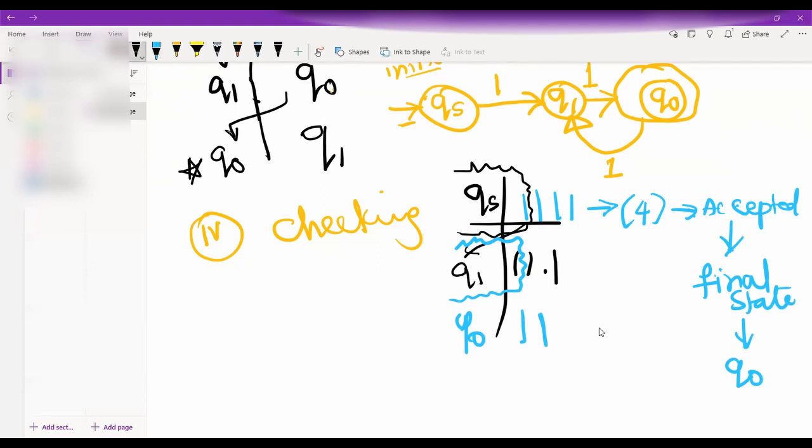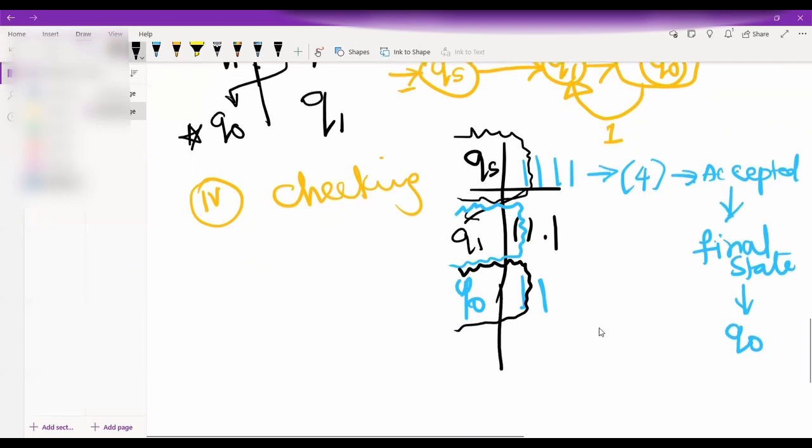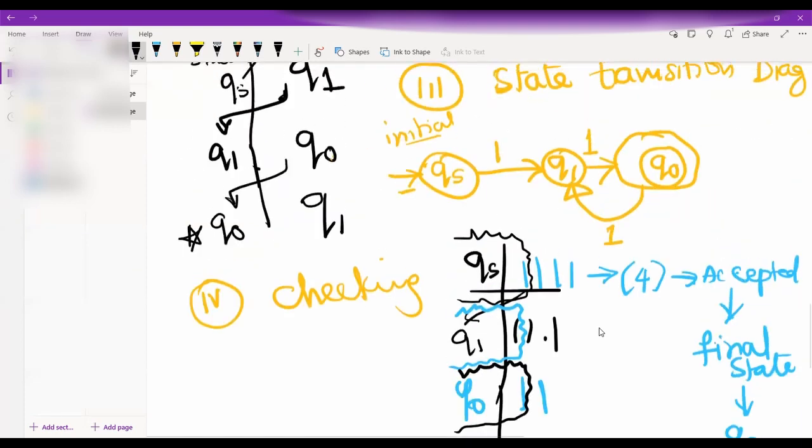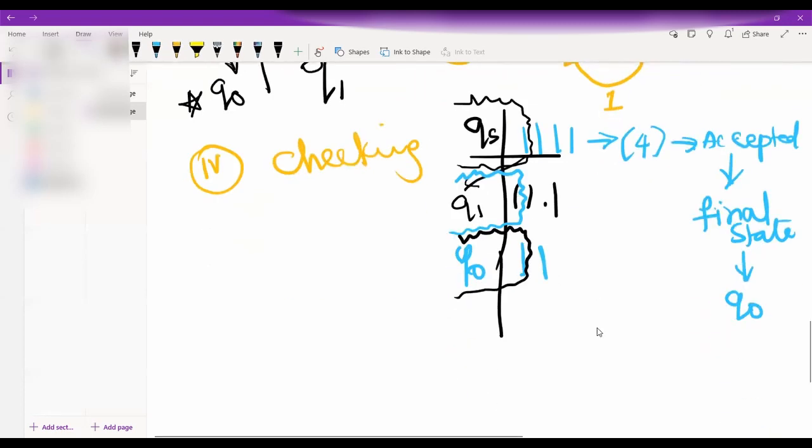What are we going to consider? We will consider only one bit here. So we consider Q0 on 1, where is it going? Q0 on 1 is going to Q1. So we write Q1. What is remaining here is 1, that we are going to write here.